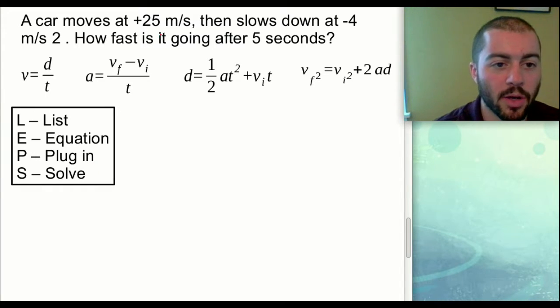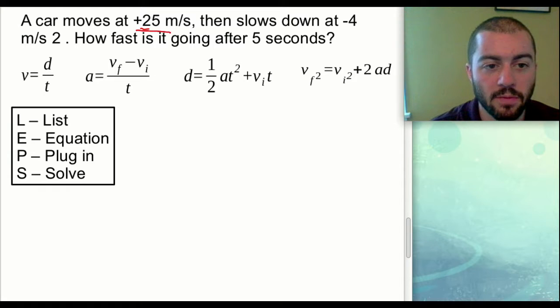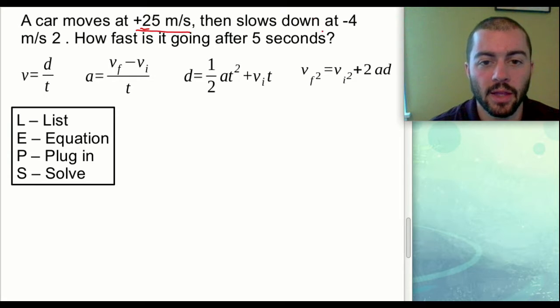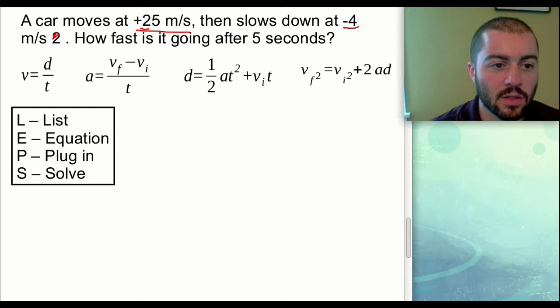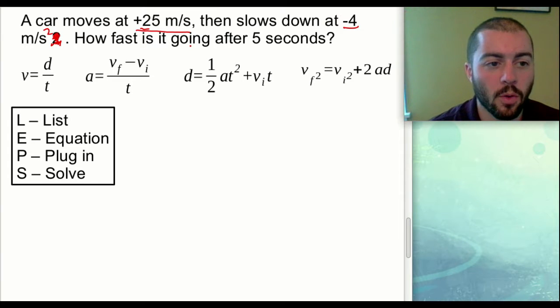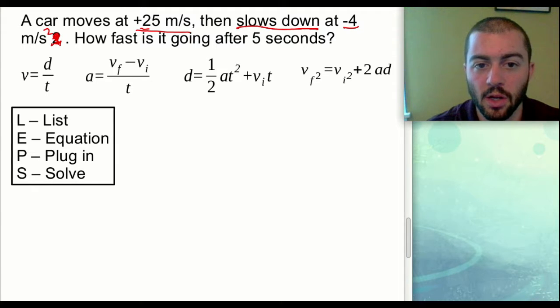So we have a word problem here. A car is moving at positive 25 meters per second, and then it slows down at a rate of 4 meters per second squared. This 2 should have been an exponent here as well. All right, so negative 4 meters per second squared is the acceleration, and we can tell that it's an acceleration because there's a keyword here, slows down.